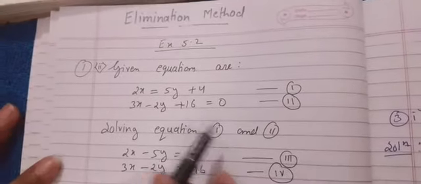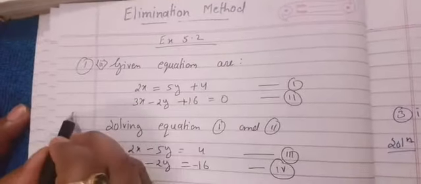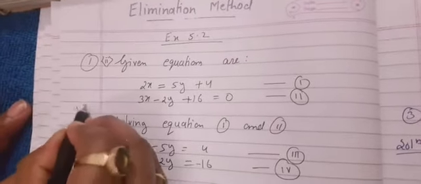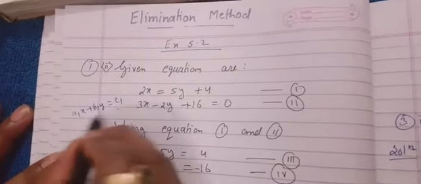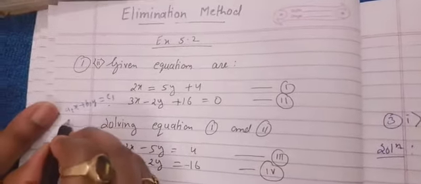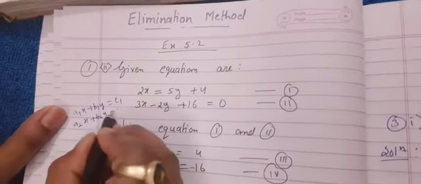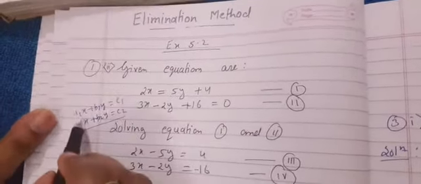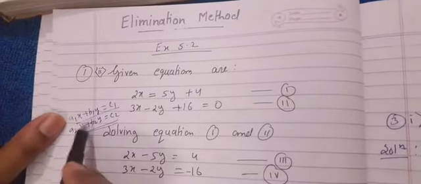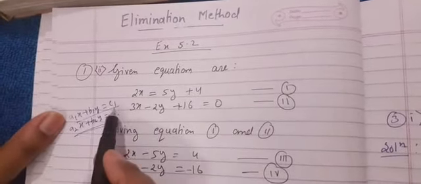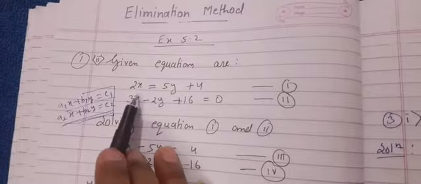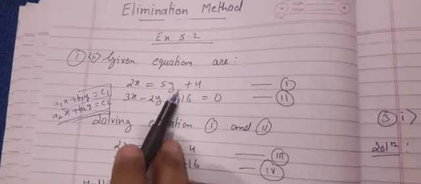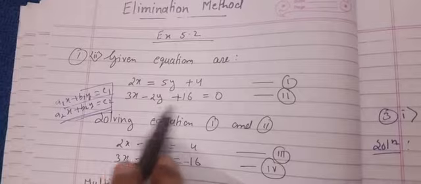So I've just copied the equation. Now one thing you have to keep in mind, children: always we have to set an equation in this form, a1x plus b1y is equal to c1, that is, a linear equation in two variables. In every equation we will try to set it in this form, with x and y in the LHS and the constant term in the RHS. So here is 2x, 5y is in the RHS, plus 4.